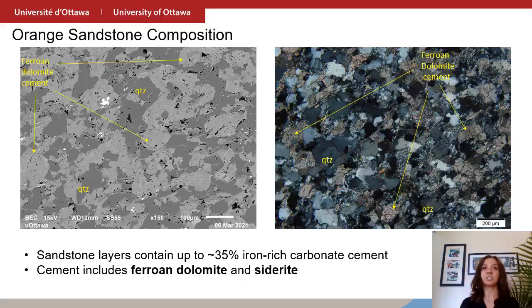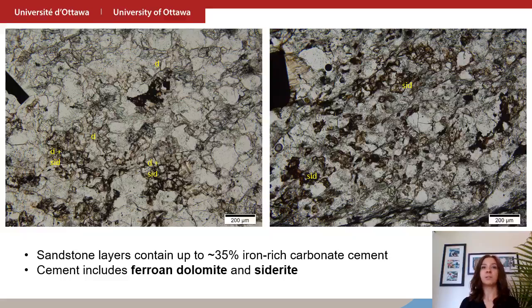As it turns out, these sandstones have an anomalously high intergranular porosity, up to 35%, that is filled with iron-rich cement. This cement consists mostly of ferroan dolomite, as is seen in the above photomicrographs. Some siderite is also present, and is often seen as brown rims around dolomite crystals, although it can also appear on its own as small, brown, lozenge-shaped crystals.